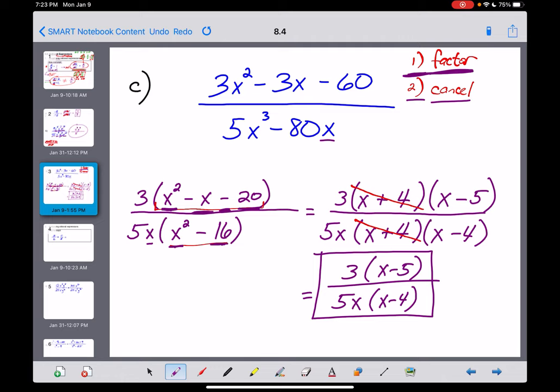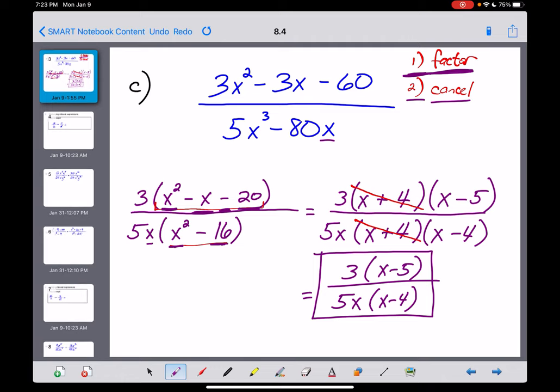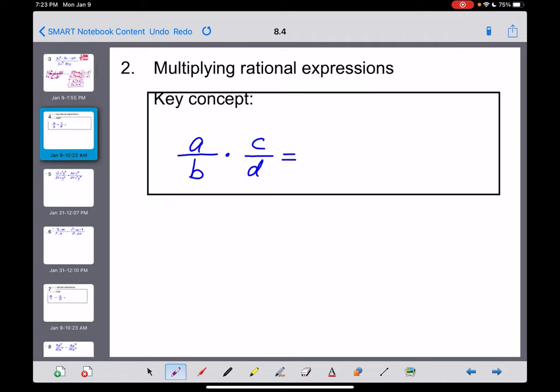Okay, guys, so those are 3 examples that illustrate the concept of how to simplify rational expressions. Now we're going to move on into multiplying rational expressions, but the really good news for you guys is this is not really much harder at all than the problems we just did. But let's knock out our key concept right here.